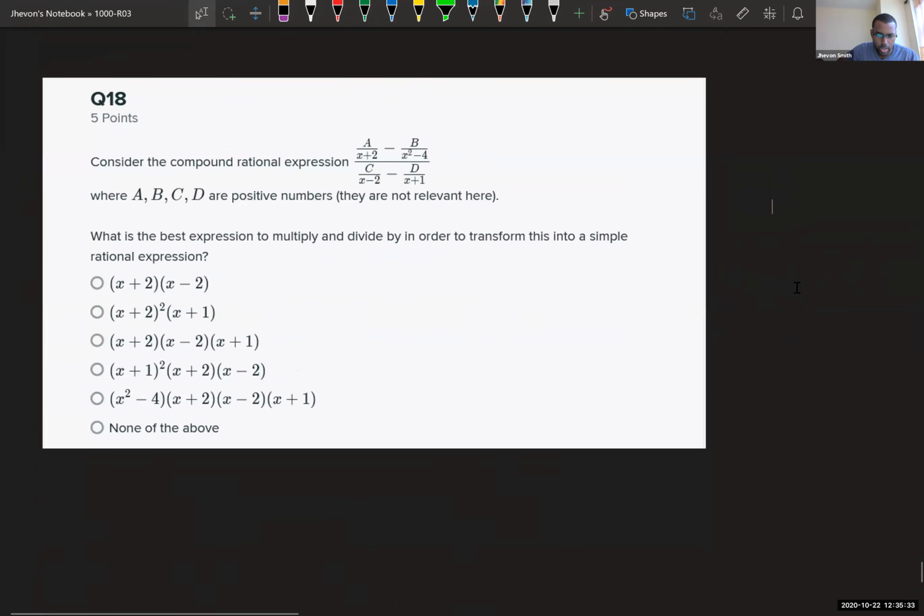Consider the compound rational expression. What is the best expression to multiply and divide by in order to transform to a simpler rational expression? It's the LCD.